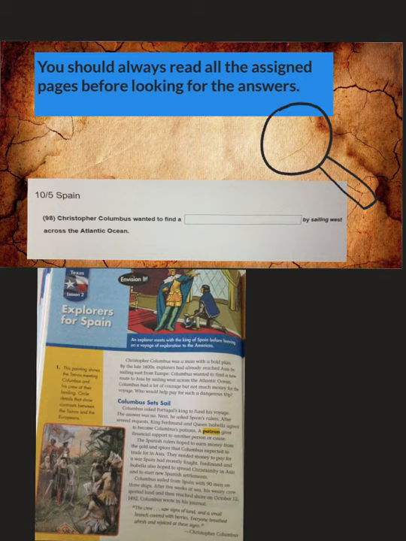It's always a good idea to read all the pages assigned for social studies. Usually they make it pretty interesting, and the pages aren't that long because they have pictures in them. So it's not like top to bottom words. So I would suggest reading all the pages that you're assigned to help gain a better understanding of what it is we're shooting for as far as a learning goal.